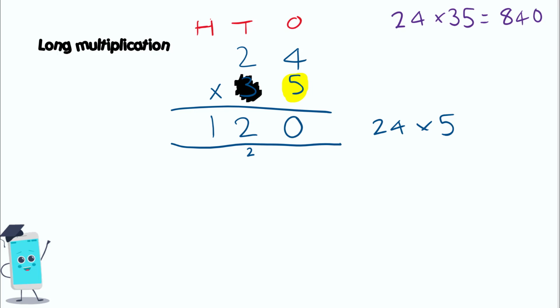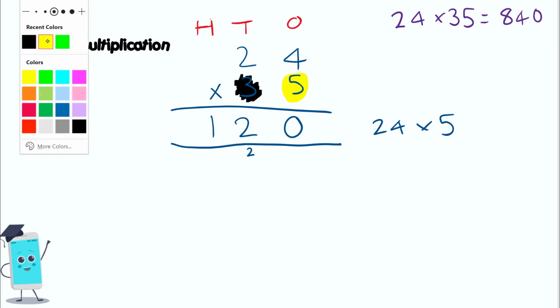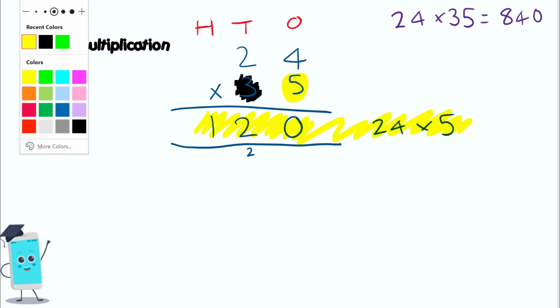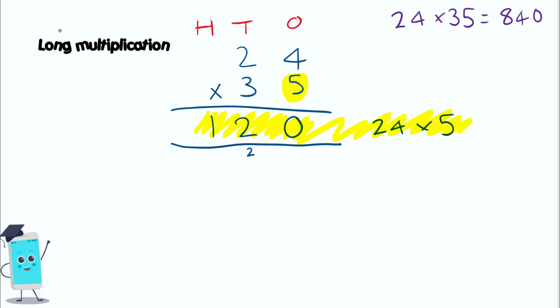All my digits are actually in the right columns. So here I have my answer to 24 times 5. My first row is 24 times 5. I now am going to move on to my second row. And I'm going to multiply 24 times 3. Now, what is very useful to notice here is that we're going to be multiplying everything by 3 tens, by 30.